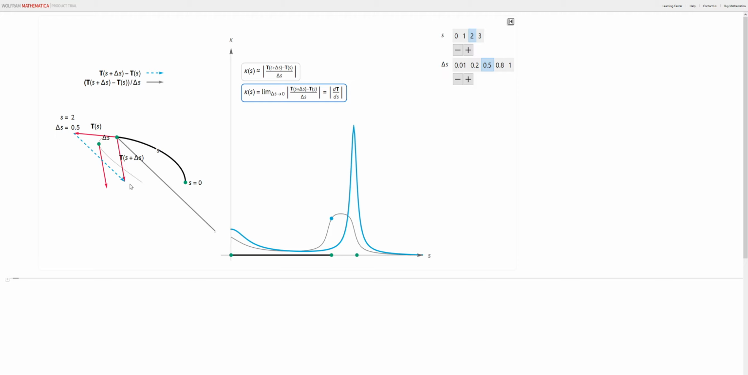And then, of course, we want to divide this by the amount of arc length that we went between those. So let me back up to 1. That's this gray one. So this gray one is my T of s plus delta s minus T of s, divided by the change in the arc length. So that's this guy. It's this vector scaled by the amount of arc length that we actually went by.